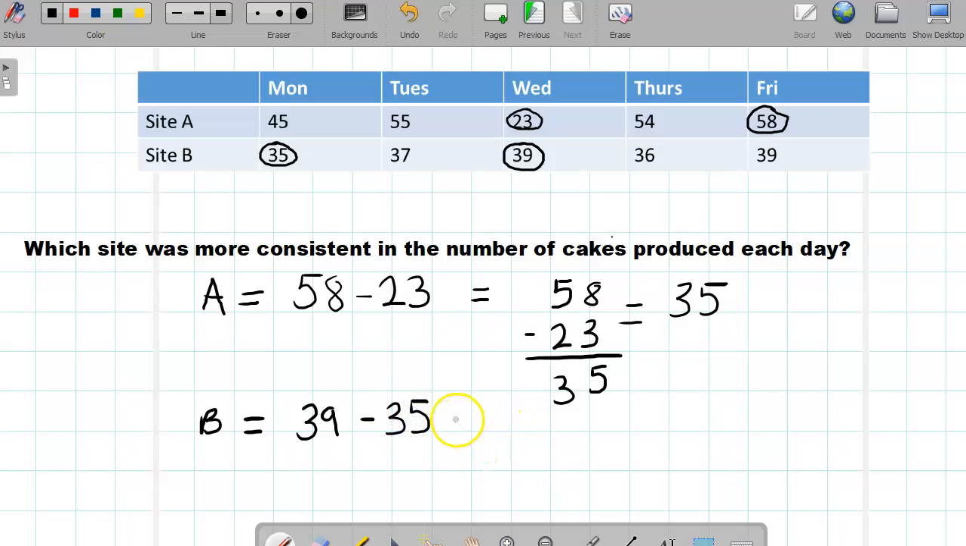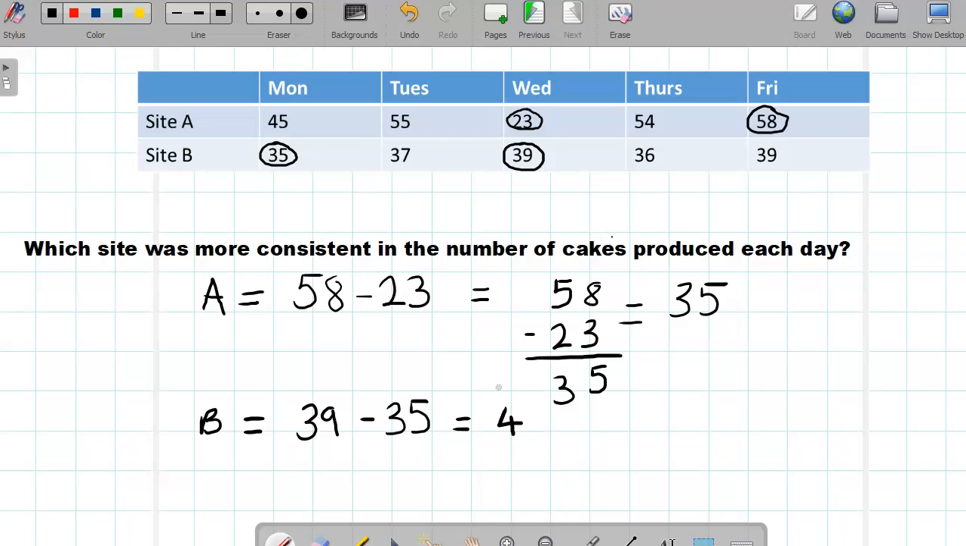Again, I could do a column if I wasn't sure, but mentally I can do that because I know what 9 take away 5 is. So it's got a range of 4. So looking at those two figures, which site is more consistent? Well, with bells on, it's got to be site B, hasn't it? Because if there's only a difference between the days of 4, that shows that factory is working quite well and it's only dropping a few perhaps.